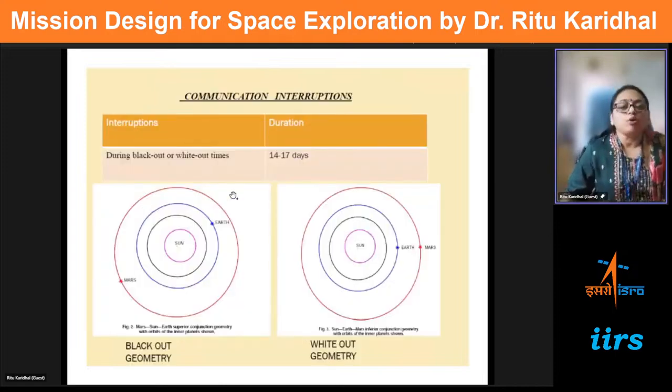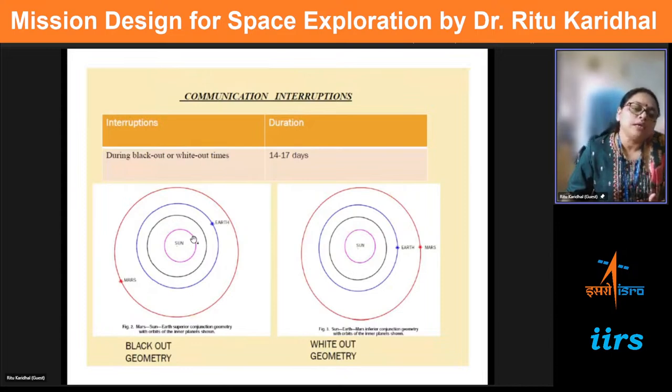The other important thing is why autonomy is required. In this geometry, the sun is here, Earth is here, and on the outer orbit, Mars is there. Suppose all three, sun, Earth and Mars, come in a line, and then we call it a conjunction. What will happen is that any signal you try to send to Mars, you cannot send, because the sun is coming in between. Any data you want to send from the satellite at Mars to Earth, you cannot send, because again the sun is coming in between. This is called blackout time.